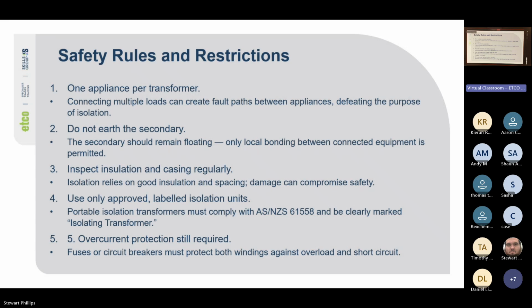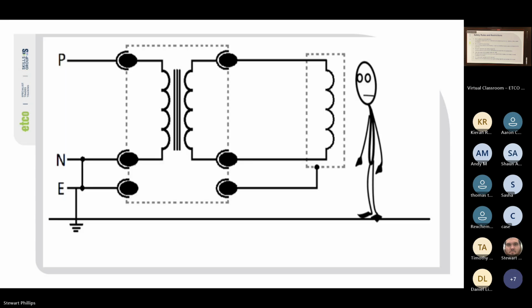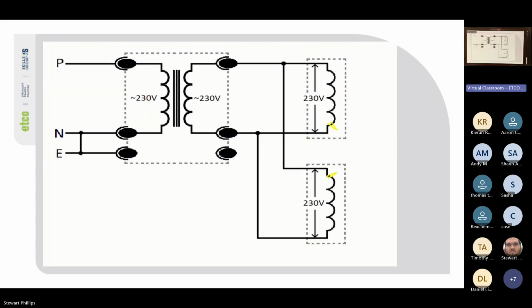Sorry, it's a bit of visual aid. So, yeah, the guy is getting a bit of a zap. The current has nowhere to go. So we're getting a zap from one appliance connected to one transformer. There is no earth reference. The current has nowhere to go. But if we were to plug 2 appliances in at once, there is a potential 230 volt shock between the 2.